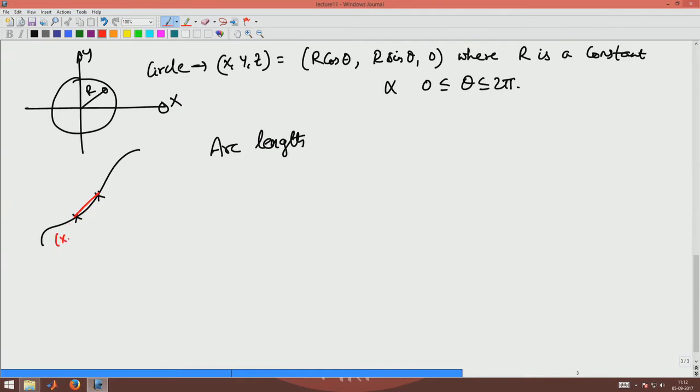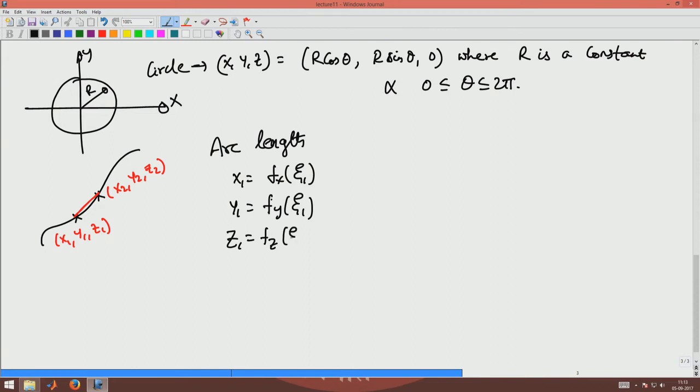Now let us say this has coordinates x1, y1, z1, and this has coordinates x2, y2, z2. Now what is the relationship between x1 and x2? x1 is f of x at psi 1, y1 is f of y at psi 1, z1 is the function f of z at psi 1, and x2 would be f of x at psi 1 plus delta psi.